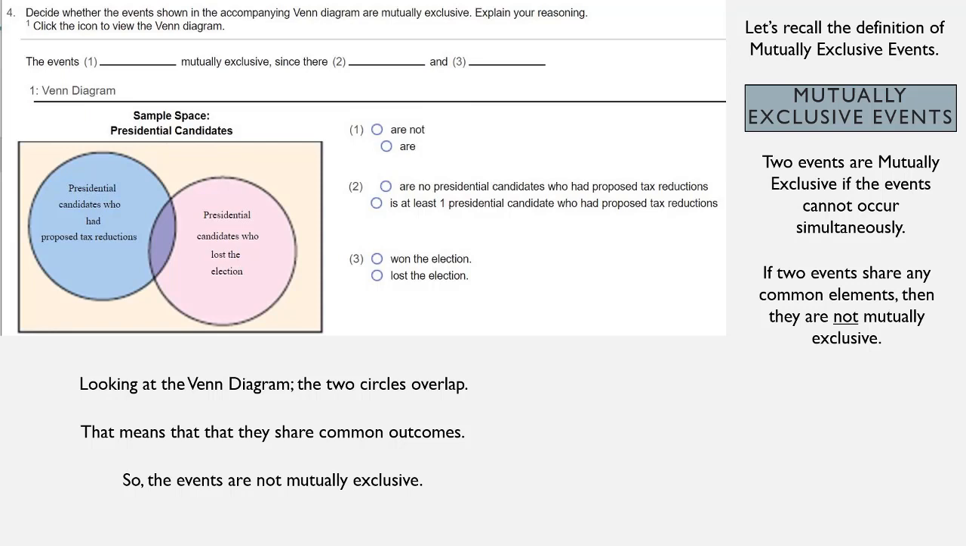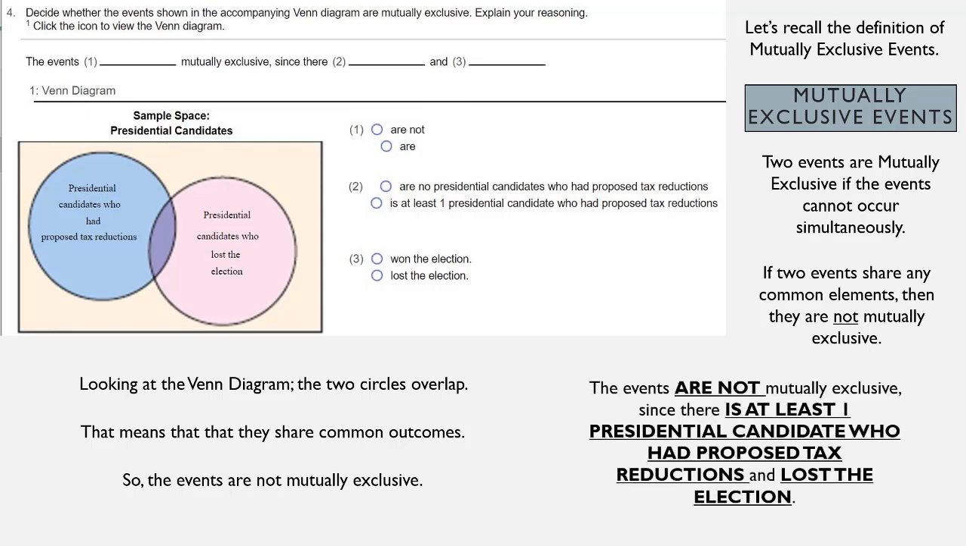Why are they not mutually exclusive? Well, it's because they overlap. So that means there's at least one person that fits into both of those categories. So when we go to fill in the second blank, it would be is at least one presidential candidate who had proposed tax reductions and lost the election. So that's the second and the third blank. So your actual answer here is the events are not mutually exclusive, since there is at least one presidential candidate who had proposed tax reductions and lost the election. And that's your answer.